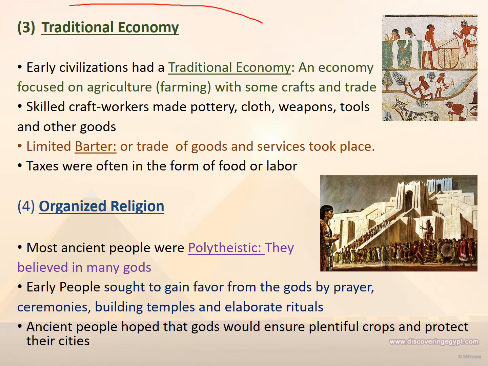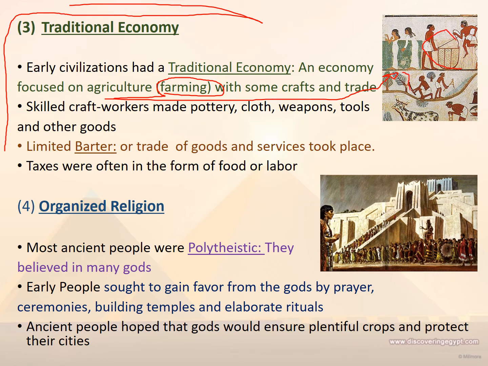Early civilizations had a traditional economy. That's an economy based mostly on agriculture and farming. And here are some great, beautiful Egyptian wall paintings of farming. We are clearing land for more farming, harvesting, and plowing. So really all these elements here, and these ladies are storing grains and spreading seed.